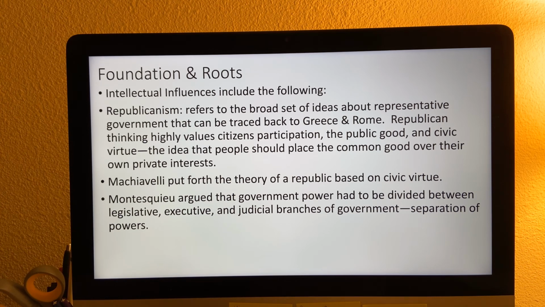Machiavelli is the author of The Prince, which is a very fascinating book you should check out for funsies about politics. He puts forth the theory that a republic should be based on civic virtue. Montesquieu is the person who suggested that there should be a separation of powers, that the government should be divided into branches of government. And for the United States, we have the legislative, the executive, and the judicial branches.